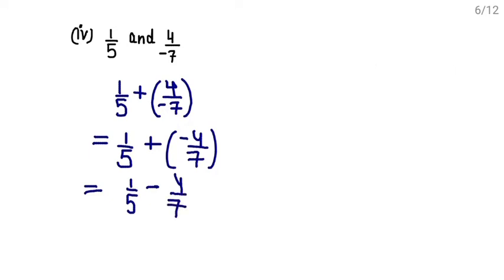Denominators are different, so you will take the LCM of these denominators. As denominators are prime numbers, the LCM will be 5 sevens are 35. Clear? Now to make this 5 into 35, with which number you will multiply it? 5 sevens are 35, so multiply this also by 7. To make this 7 into 35, you will multiply it by 5. 7 fives are 35, so multiply this also by 5.